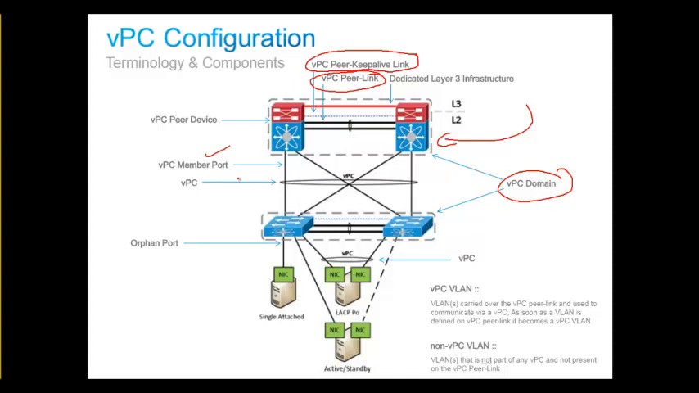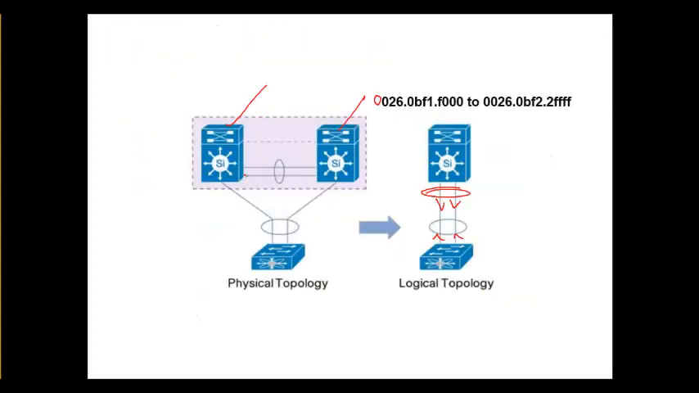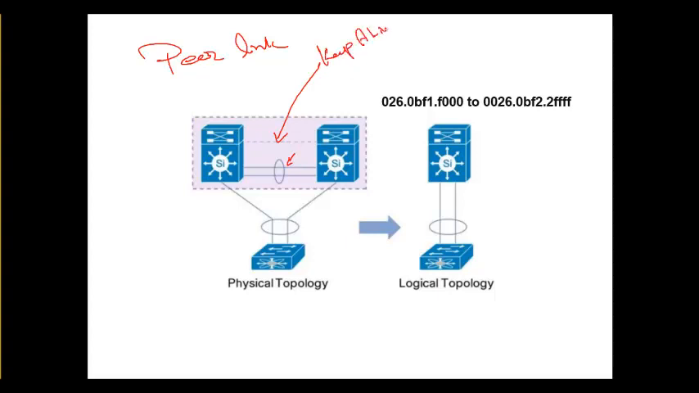Let me go back to the first picture. This is cleaner and avoids confusion. So this bundle that you see here is what is called the vPC peer link. Now this dotted line that you see here is called the vPC keepalive link. vPC peer link, vPC keepalive link. Correct.